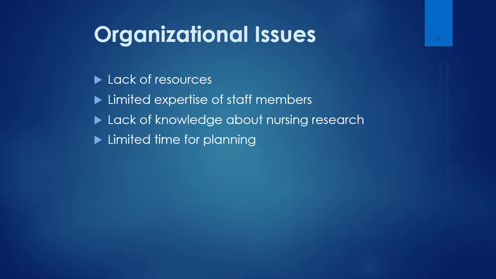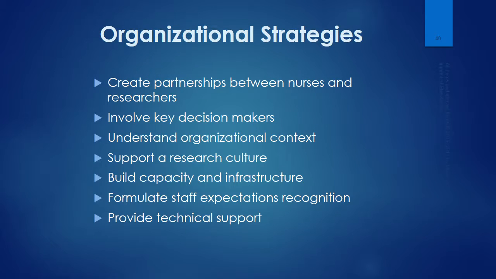Organizational issues that often come up with evidence-based practice are lack of resources, limited expertise of staff members, lack of knowledge about nursing research, and limited time for planning. Organizational strategies for implementing EBP are to create partnerships between the nurses and the researchers, involve key decision makers, understand organizational context, support a research culture, build capacity and infrastructure, formulate staff expectations and recognition, provide technical support.